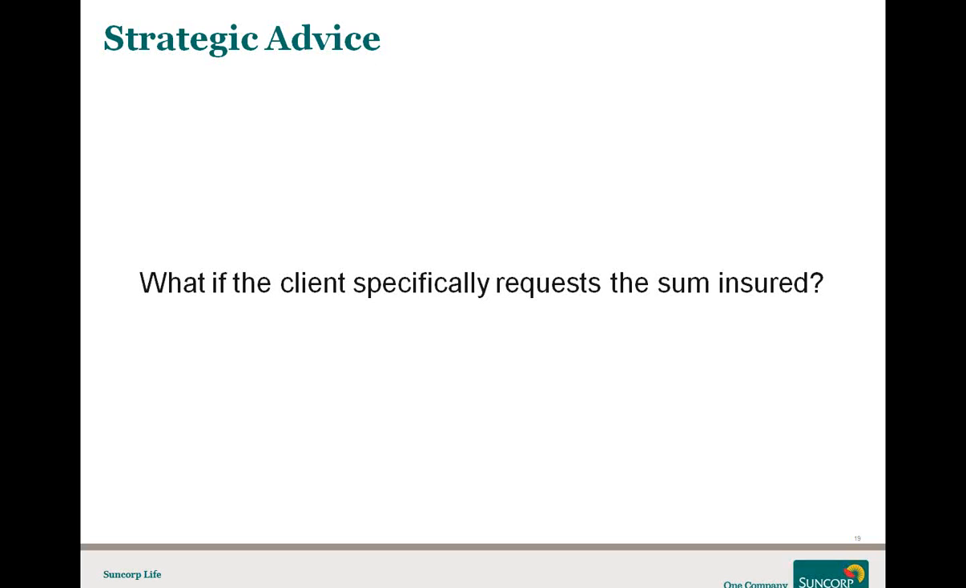So you need to be making sure that you're asking enough questions of the client and getting enough information for you to be able to make a recommendation that's in the client's best interest.